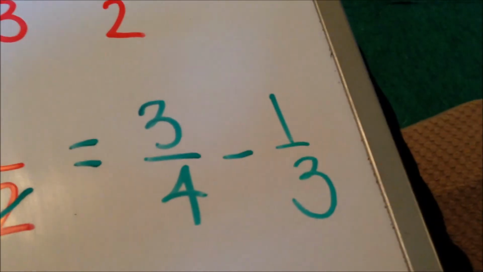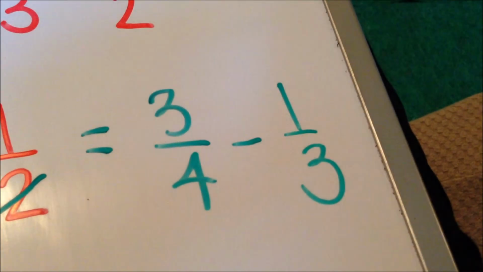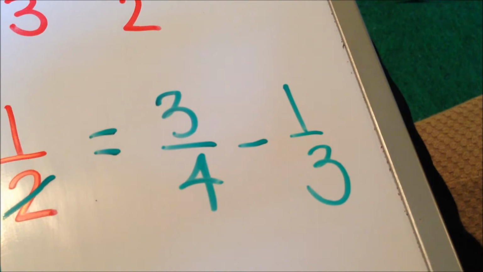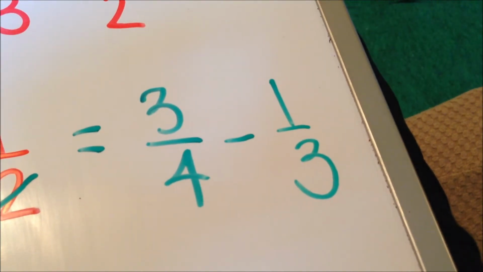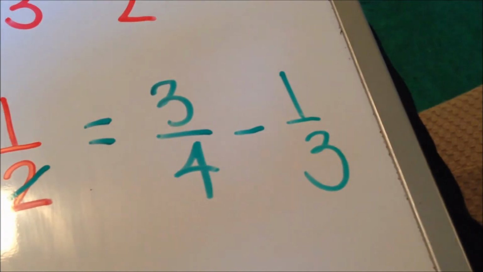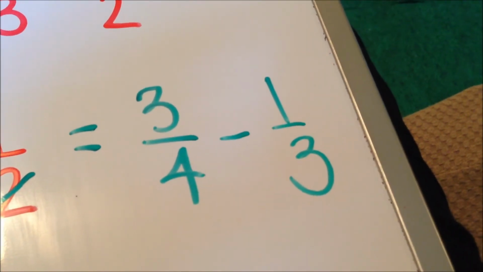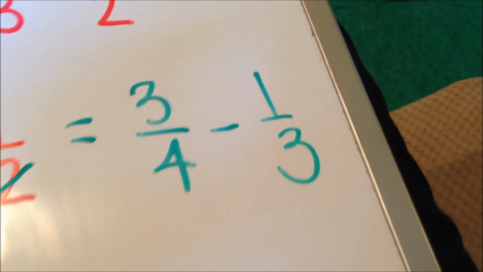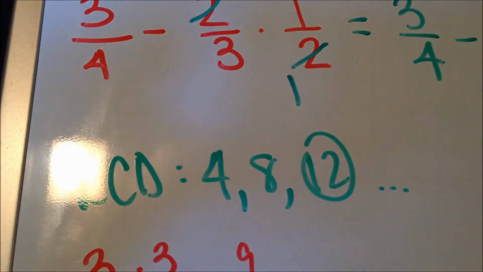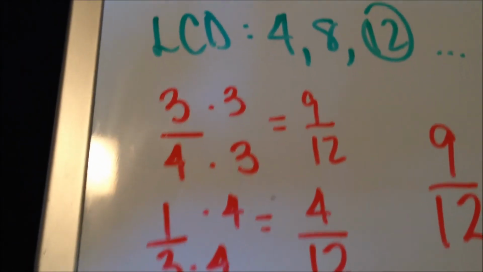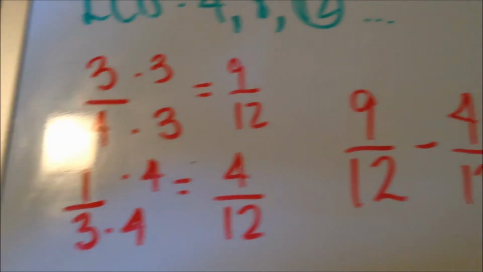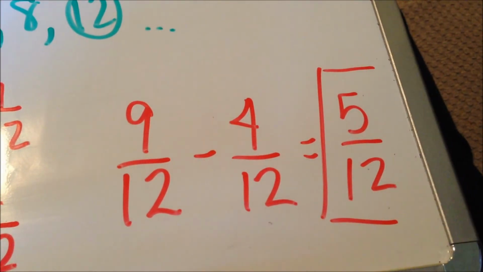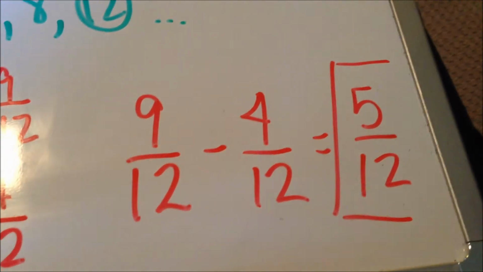So now we have 3/4 minus 1/3. Our last step is to subtract the fractions. Remember, with addition or subtraction of fractions, you do need an LCD, or at least common denominator. The LCD between 4 and 3 is 12. So our equivalent fractions are 9/12 and 4/12. So when we subtract, we end up with 9 minus 4, which is 5 over 12.